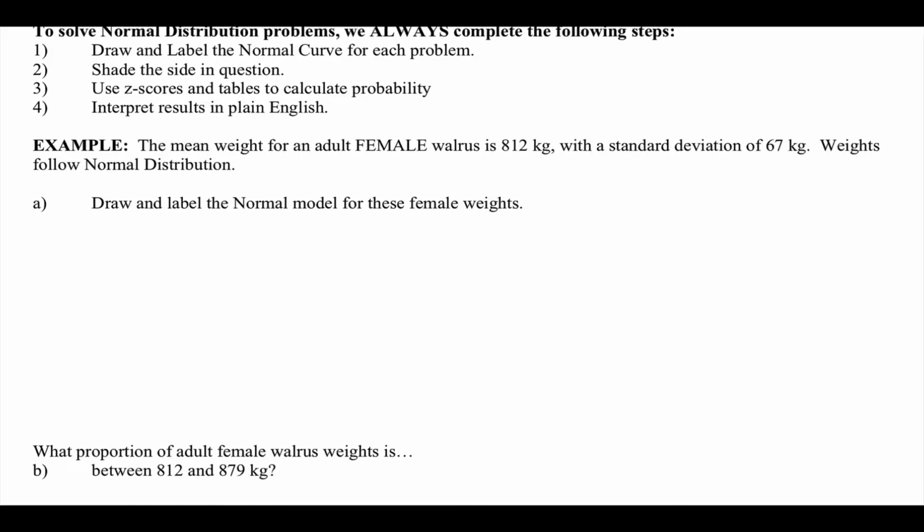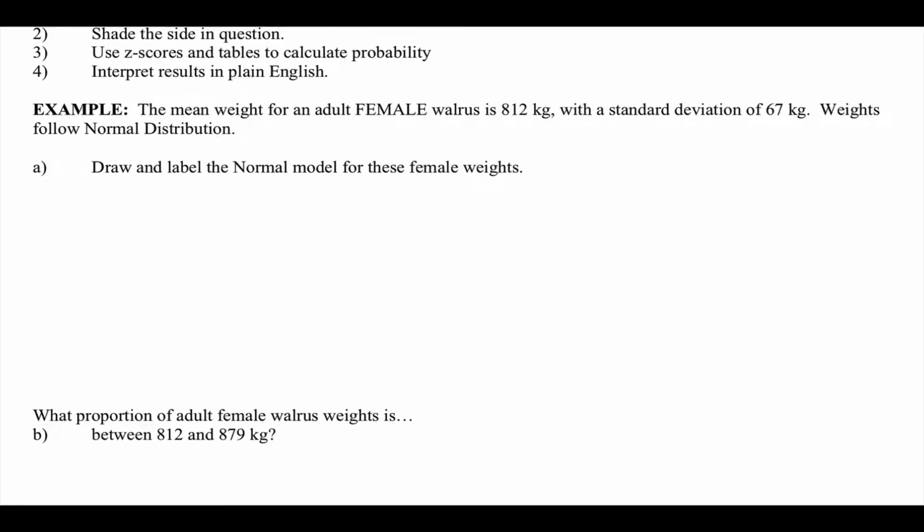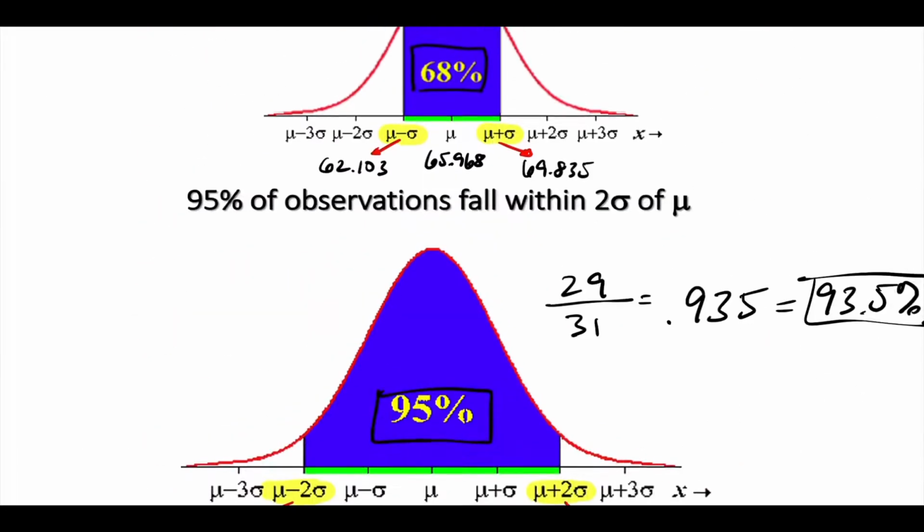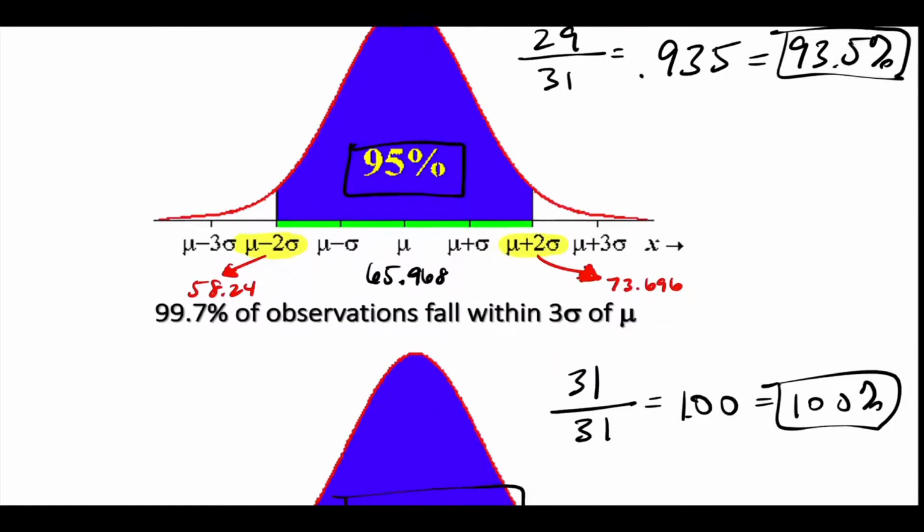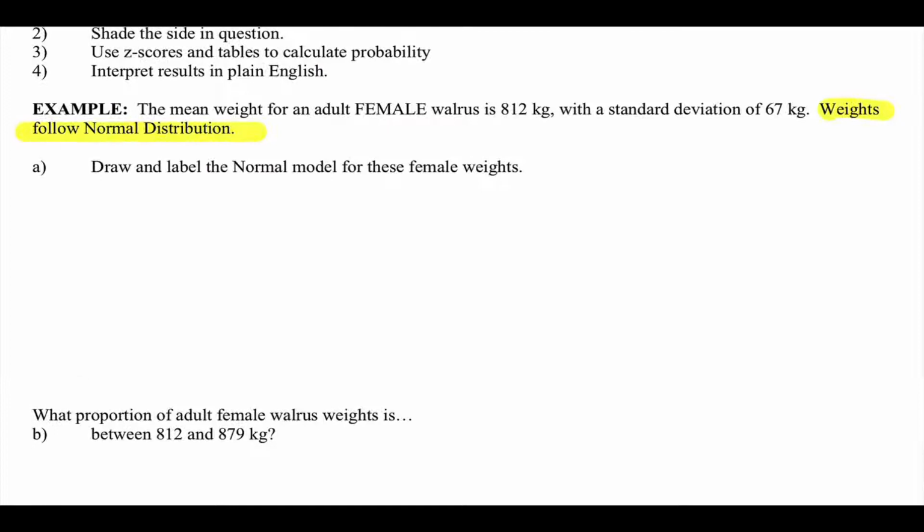So let's do the first example together. Okay, so the mean weight for an adult female walrus is 812 kilograms. Okay. They have a standard deviation of 67 kilograms. Okay. Weights follow a normal distribution. So because we see this, we don't have to check anything like we did yesterday. Remember, we were checking our heights and the heights for the other classes to see if they fit in here. We don't have to do that because they've told us, hey, we've done that for you and it's normal. Okay. That means we can keep going. We can go on to actually solving the problem.